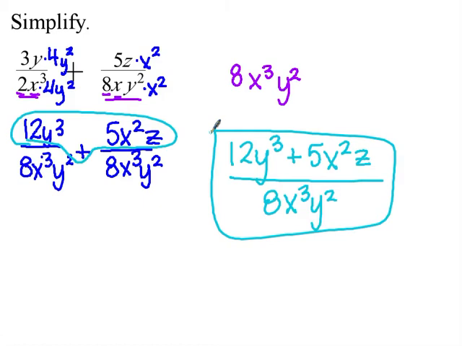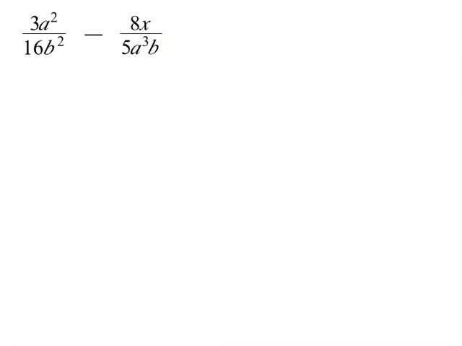Okay, we're going to go ahead and look at another one. Okay, so here we go. 3a squared over 16b squared minus 8x over 5a cubed b. So go ahead and find the least common multiple of the 2 denominators.